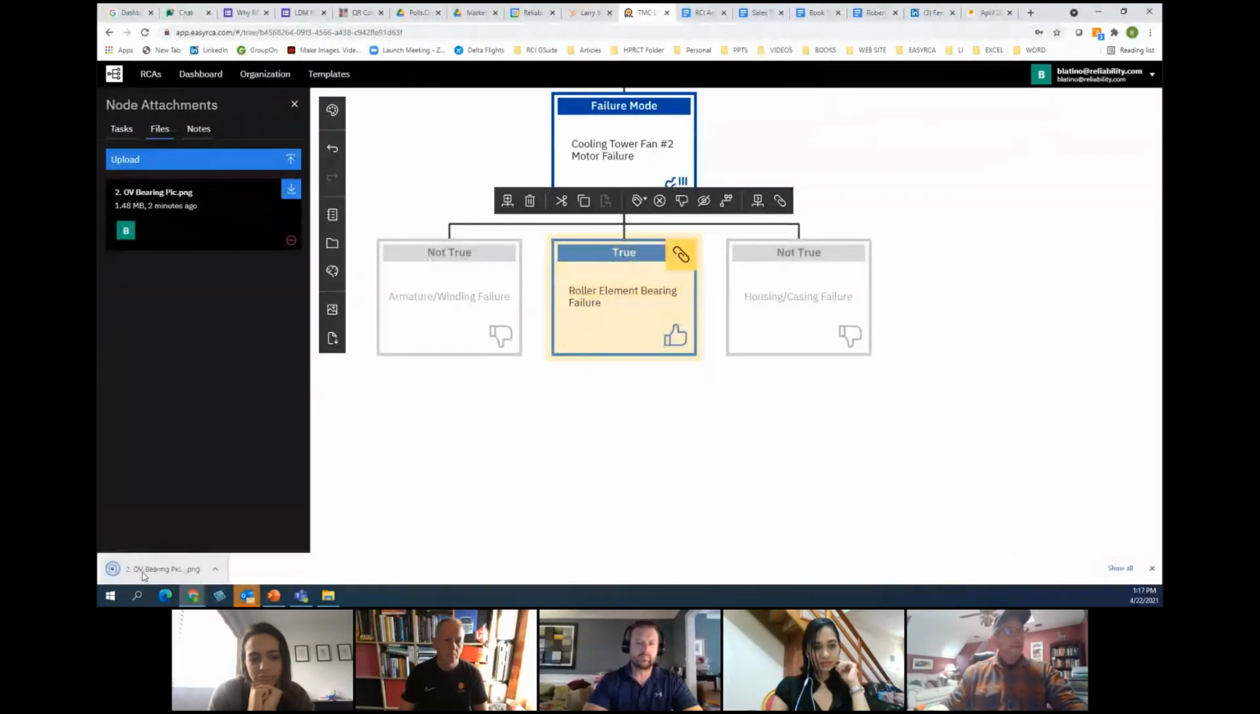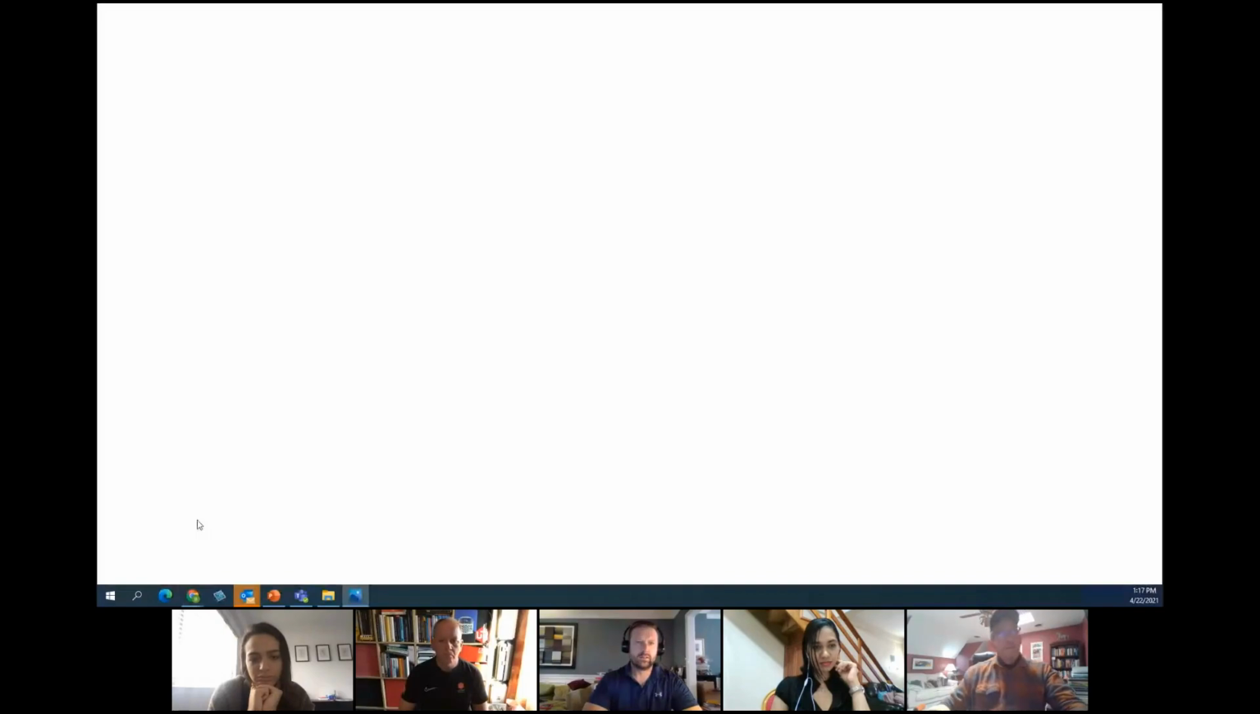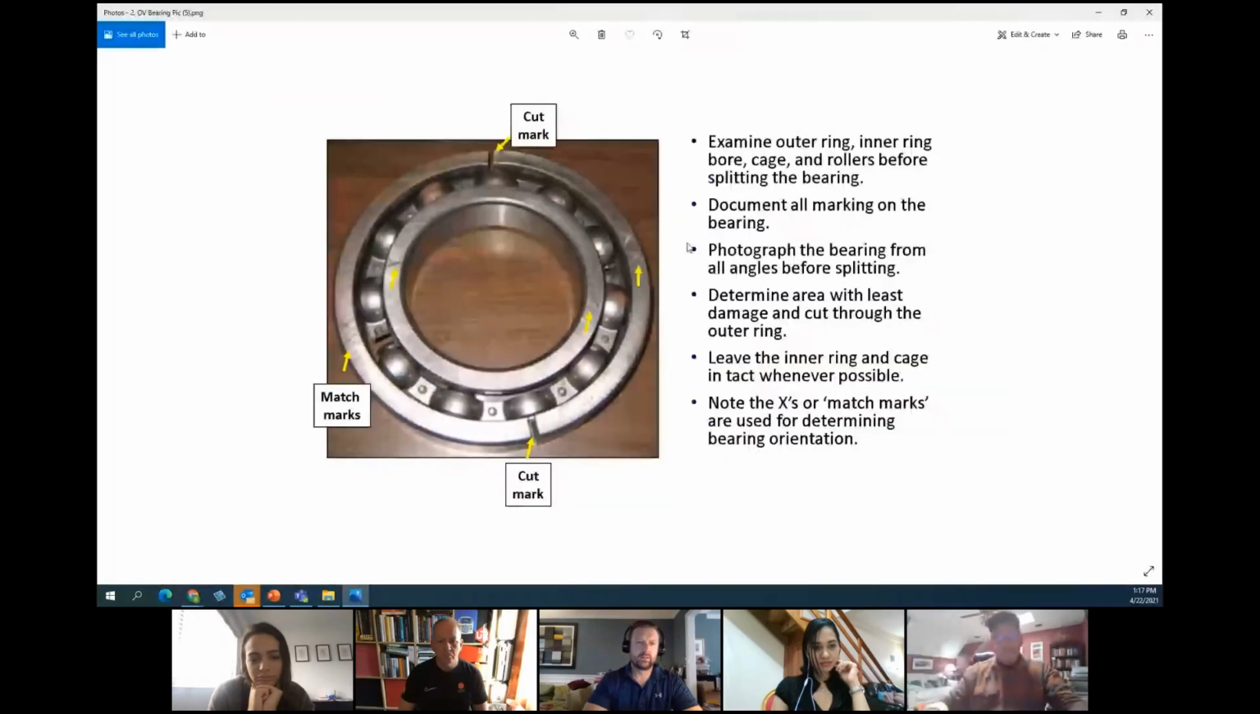And this is obviously just for mock's sake, to come in here and say, this is the bearing we took out and we're having it staged so that we can go ahead and split it for examination by metallurgical people that are really smart in that area. Okay.